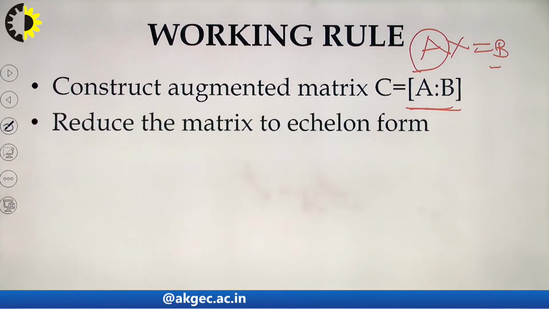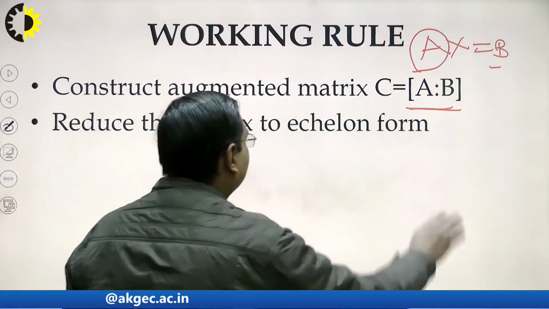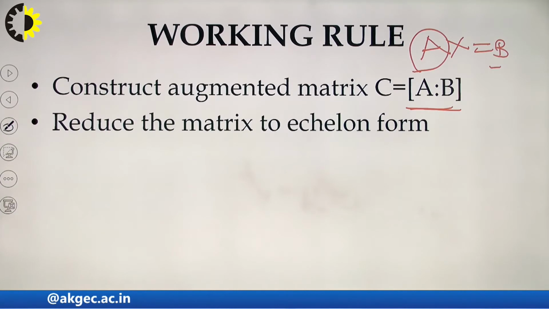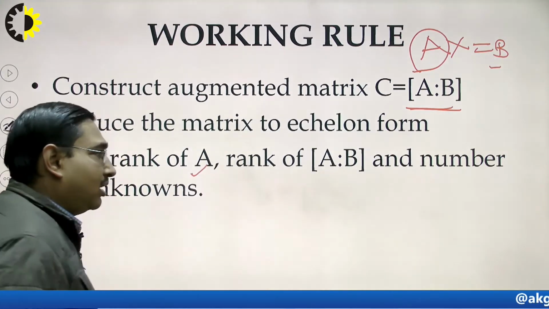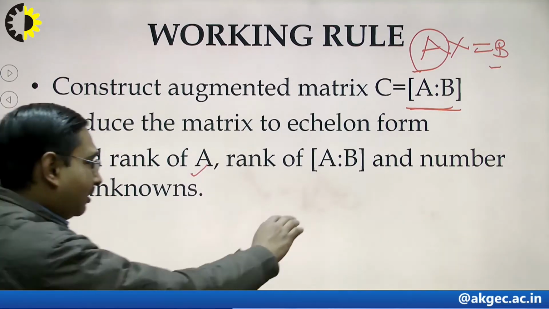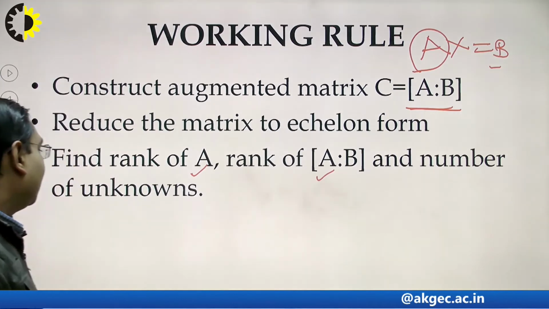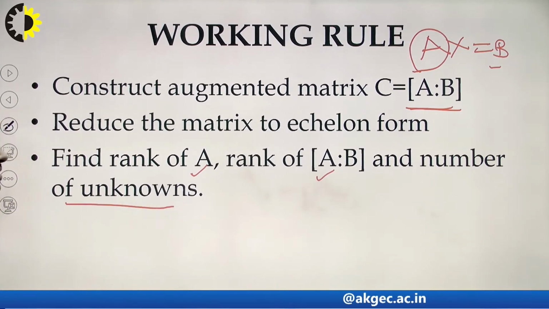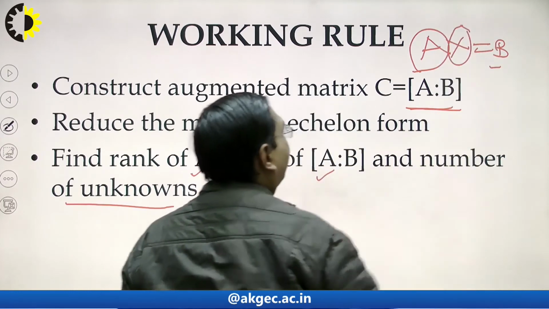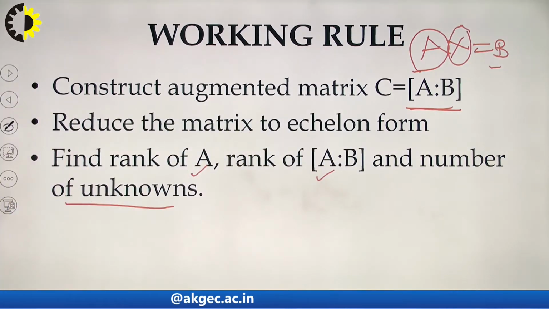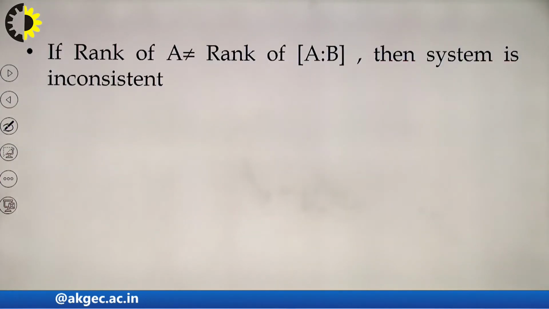Now we shall convert this matrix to echelon form using row transformations only. Then we shall calculate the rank of A, the rank of AB, and the number of unknowns. The number of unknowns means the number of elements in this column matrix X. Now there are the following possibilities.